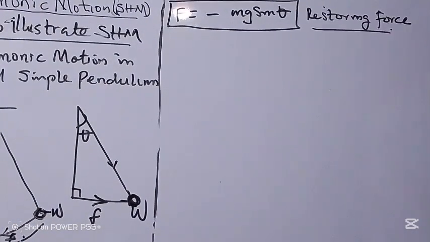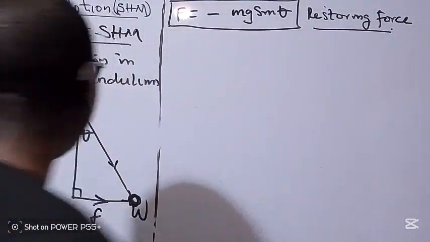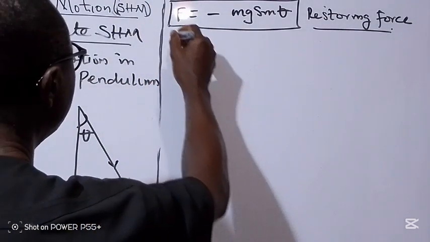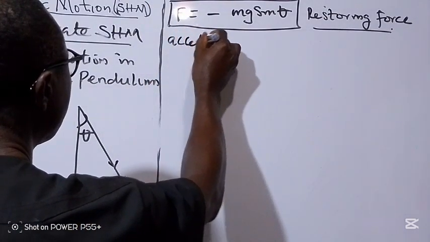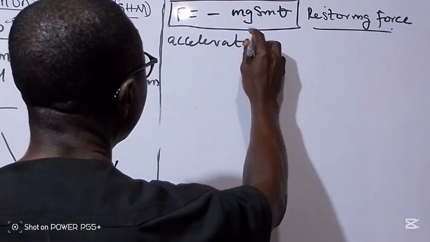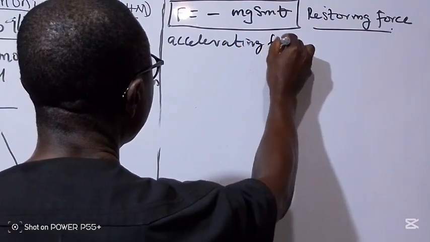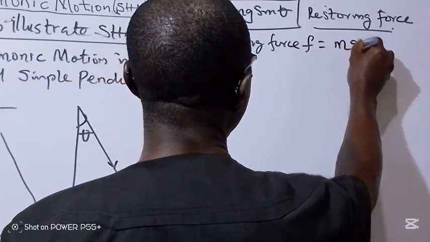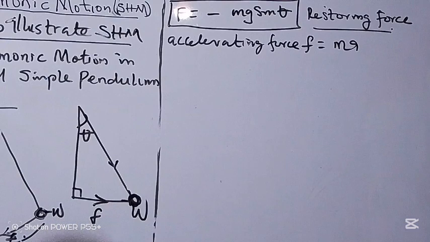Next thing is acceleration of the simple pendulum. From the diagram on the board, the accelerating force F is equal to ma. That is the force that will accelerate the pendulum to move toward the equilibrium position and back to displacement as it moves to and fro.